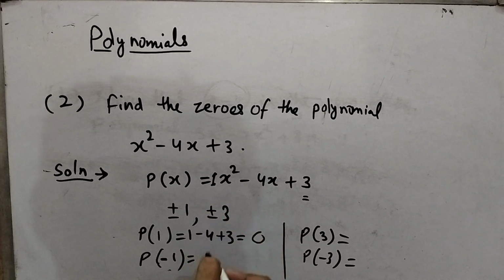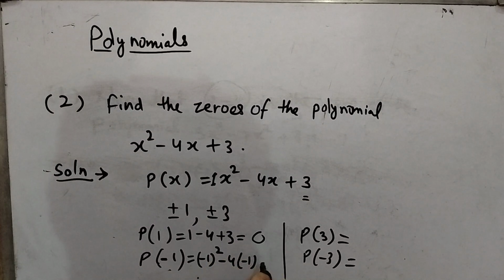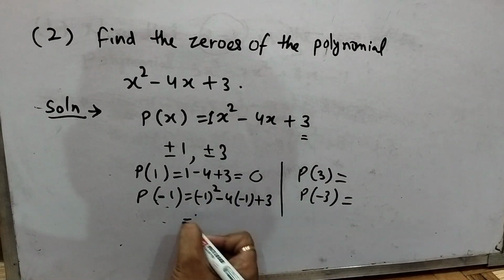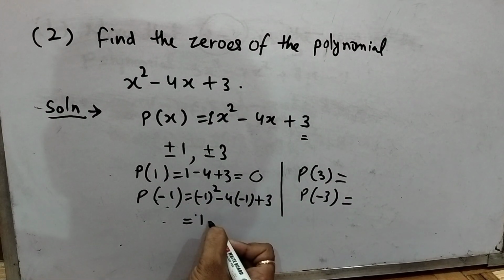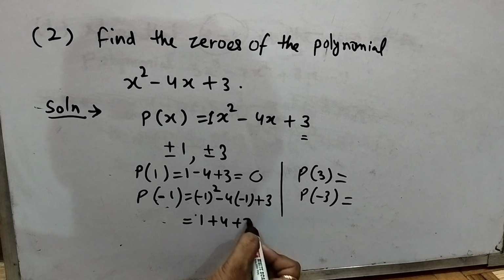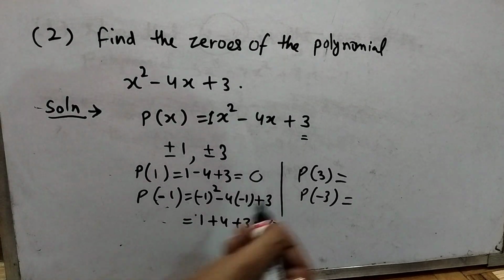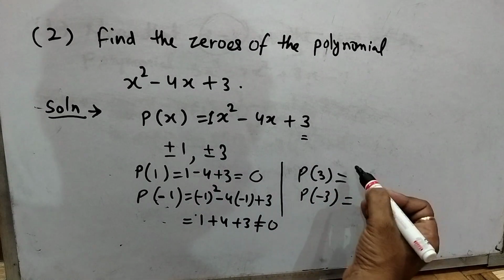Let's solve for minus 1. So minus 1 squared minus 4 into minus 1 plus 3. When we solve this, this will be 1 plus 4 plus 3. So we are not getting 0 in this case. Okay. So in this case, p of 3, let's solve this.